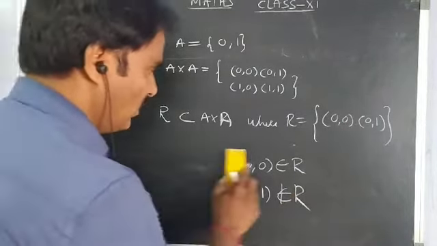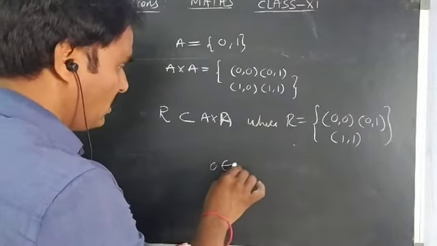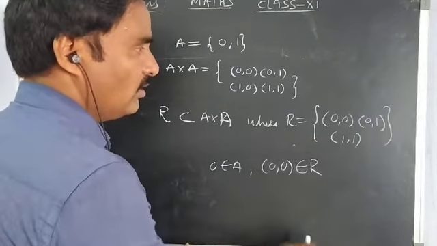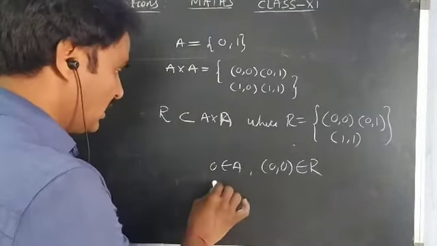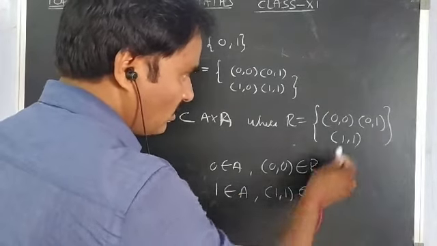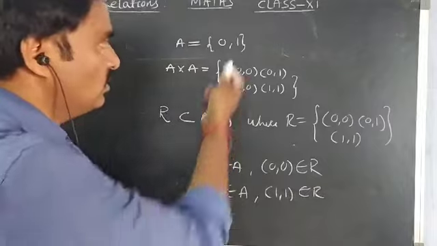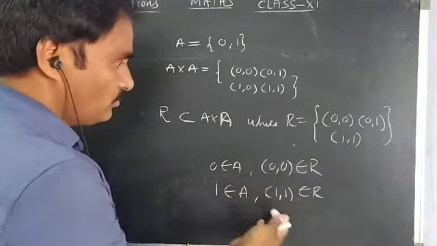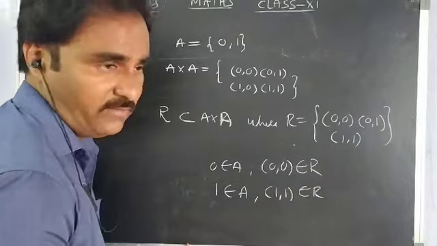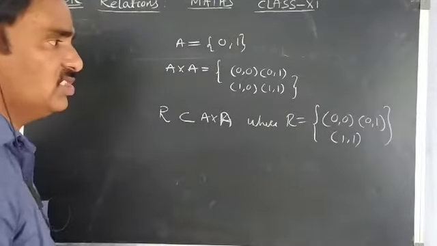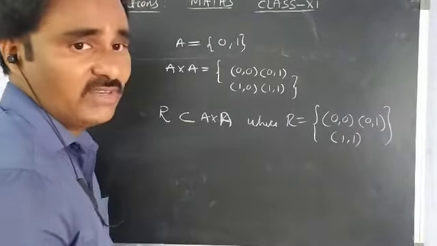Okay. Suppose I included 1, 1 also. Now is it reflexive? First you take an element from A and make an ordered pair. I check this ordered pair, it belongs to R. Again take another element 1 and make an ordered pair. Does it belong to R? Yes, it belongs to R. Enough, on all elements I have checked the condition. So this relation R is known as reflexive. This is the procedure to identify whether it is reflexive or not.